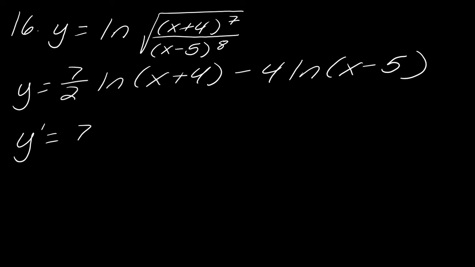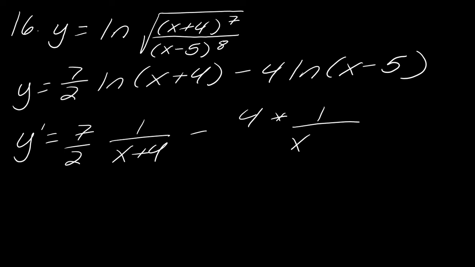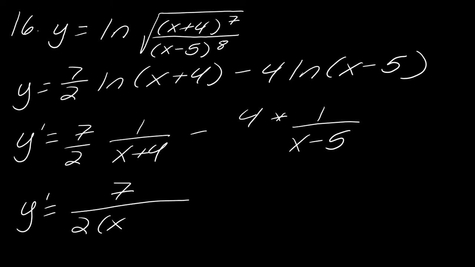Taking the derivative of this is going to be 7/2 times 1 over x plus 4. And the derivative of this inside function is just 1, so I'm just going to leave it like this. Then for this other part, this will be minus 4 times 1 over x minus 5. And again, the derivative of the inside function when I use the chain rule here is just 1, so I can just leave this as is. So my final answer is actually something pretty simple here: 7 over 2 times x plus 4 minus 4 over x minus 5.